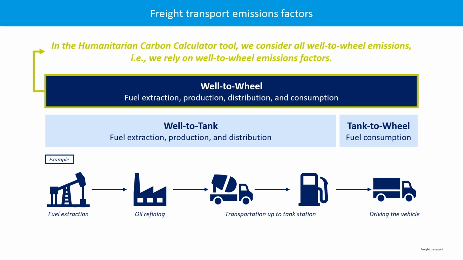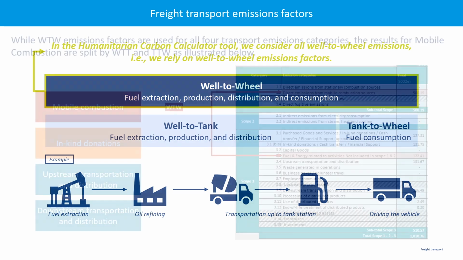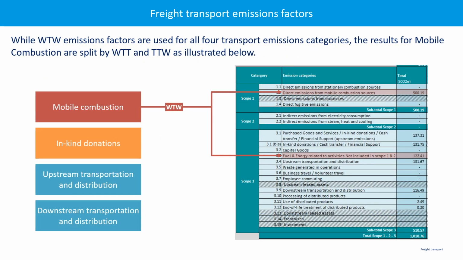In the Humanitarian Carbon Calculator tool, we consider all well-to-wheel emissions, meaning we rely on well-to-wheel emissions factors. So all the transport emissions factors in the emissions factors database of the Humanitarian Carbon Calculator tool are well-to-wheel emissions factors. And if you want to add new transport emissions factors there, to keep it consistent, you should add only well-to-wheel emissions factors.